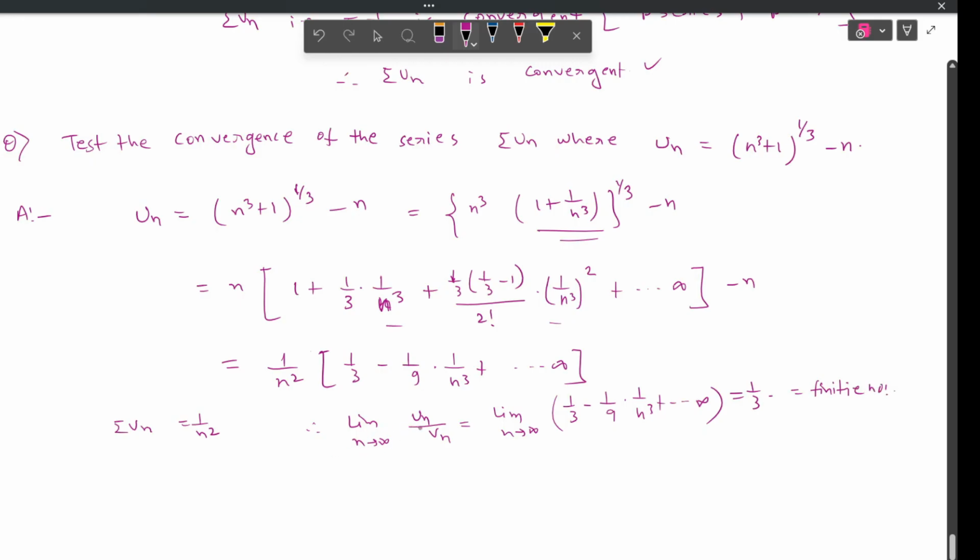So hence by comparison test, u of n and v of n will be converging or diverging according to Vn is converging or diverging. But here v of n is summation of 1 by n square, right? And it's a p series with p equals to 2, that is greater than 1. So that means it is converging. So you can say that summation un also converges.